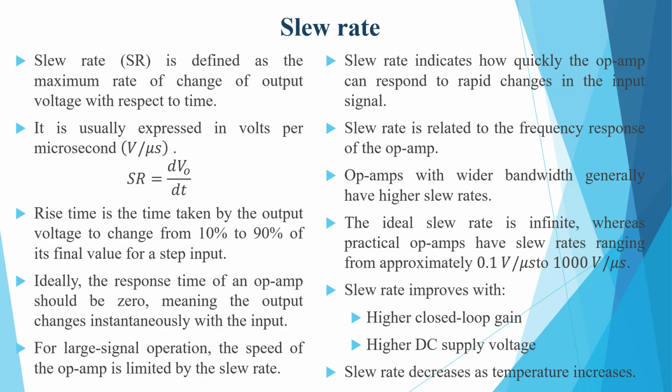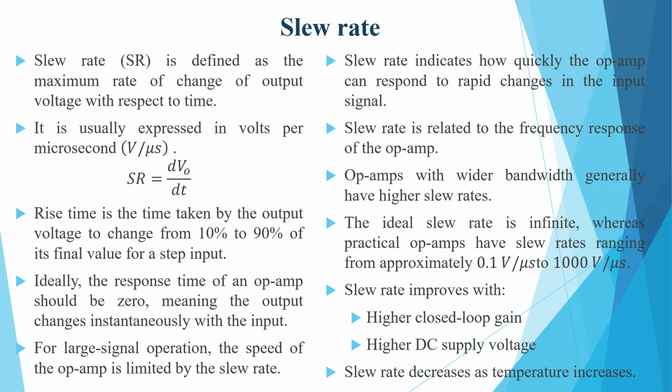Another related parameter is rise time, which measures how quickly the output reaches its final value after a step input is applied. In an ideal op-amp, the output should respond instantly to changes in the input signal. Therefore, the ideal slew rate would be infinite. However, practical op-amps cannot change output voltage instantaneously because of internal capacitance and current limitations. During large signal operation, if the input changes too rapidly, the output cannot keep up and becomes distorted. This limitation is called slew rate limiting.